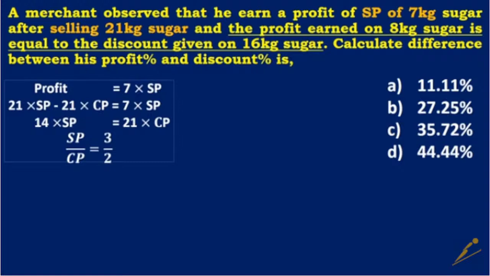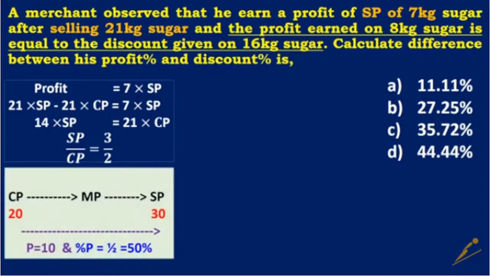Profit is the difference between the selling and cost prices. As a result, 21 into SP minus 21 into CP equals 7 into SP. Rearranging the SP and CP yields an SP to CP ratio of 3:2. For our purposes, we will assume that CP equals 20 rupees and SP equals 30 rupees. As a result, the profit is 10 rupees. The profit percentage is calculated as 10 divided by 20 multiplied by 100, which equals 50%.